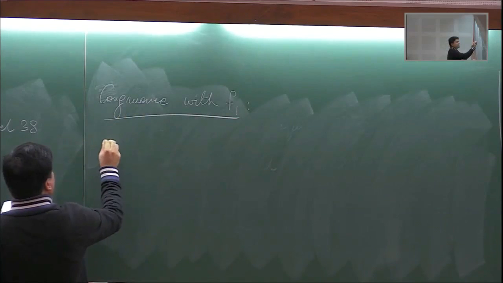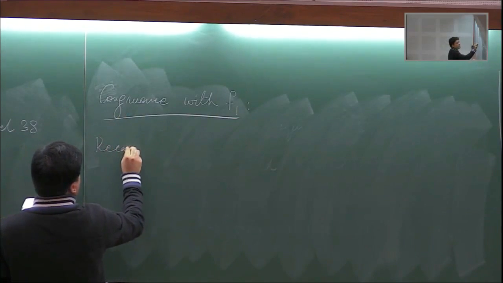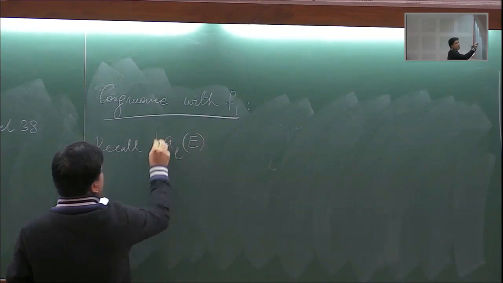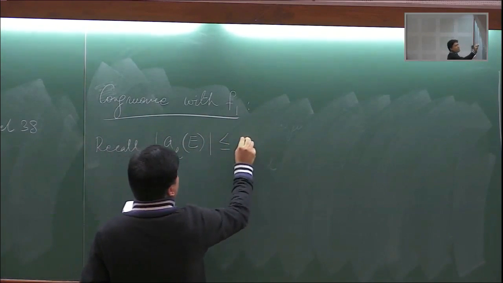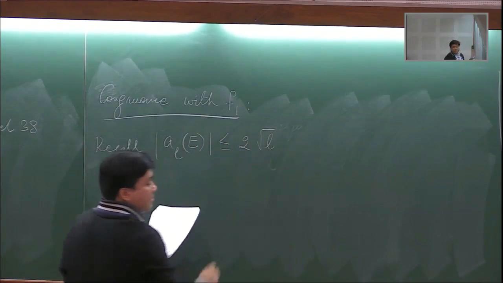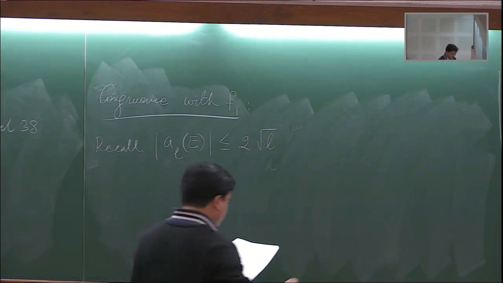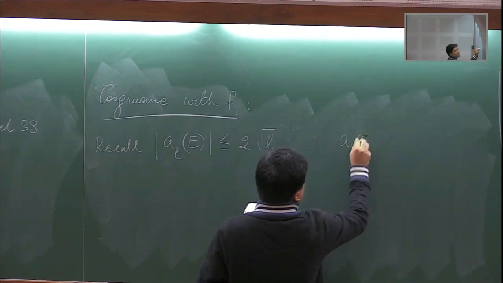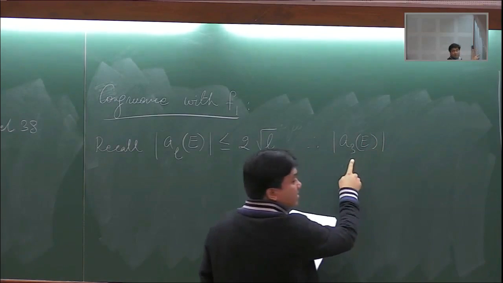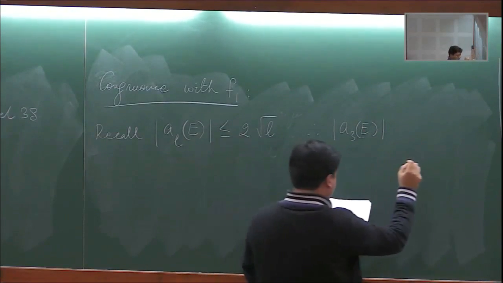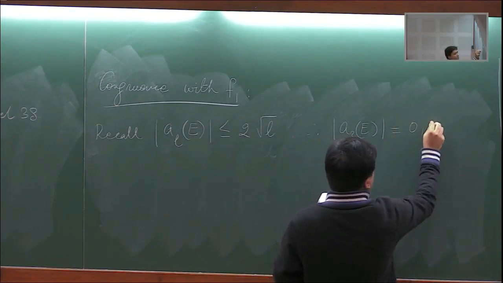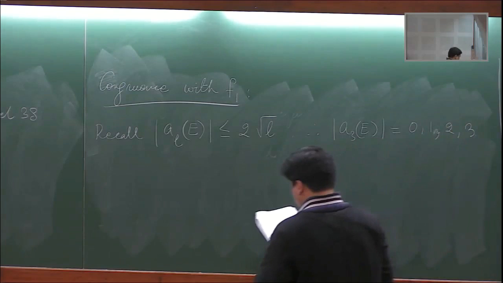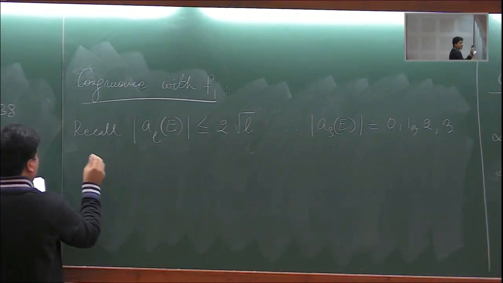So now, recall that we have A_L of E is a number which is less than or equal to 2 times the square root of L, right? This is the Hasse bound. So therefore, what can I say about A_3(E), right? So this is an integer, by the way, okay? So this is either equal to 0, 1, 2, or 3, right?